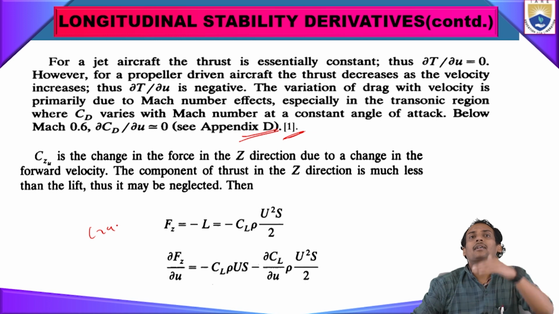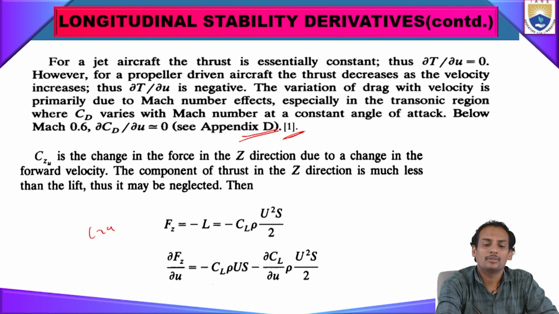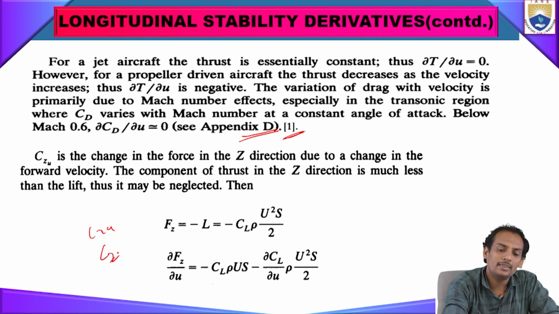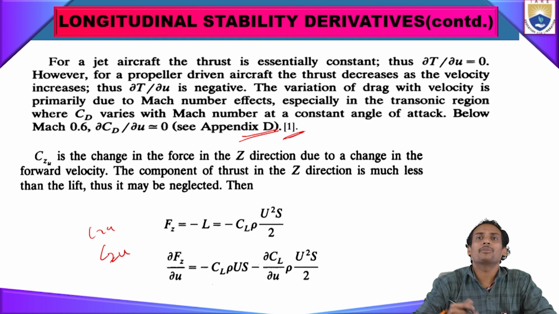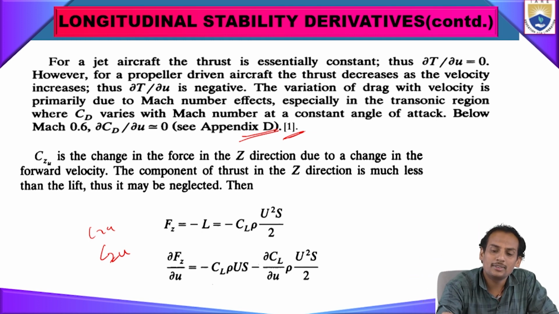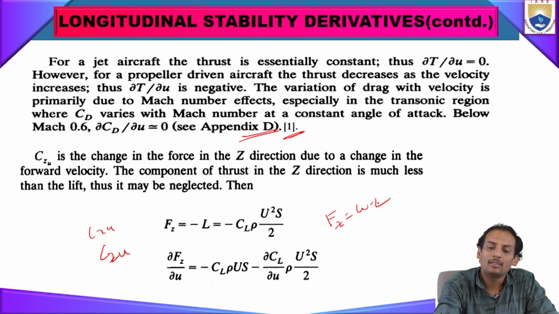Now if it is in the z direction, with respect to u, that CZU will be like what? If you want to find out the forces in the z direction, the forces in the z direction will be Fz equal to W minus L. So the W will be high, so L will be low. L will be low only.